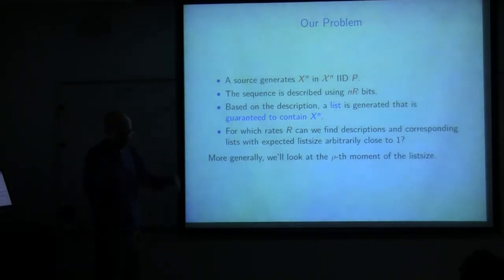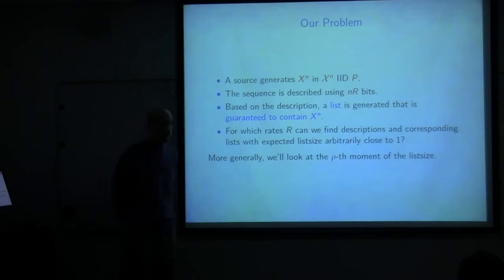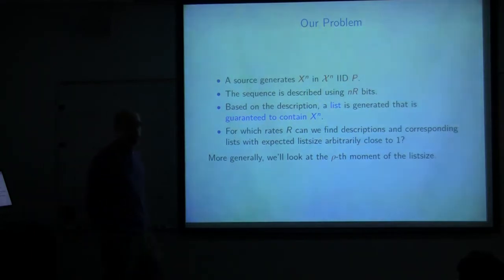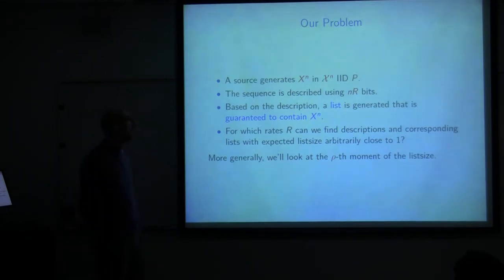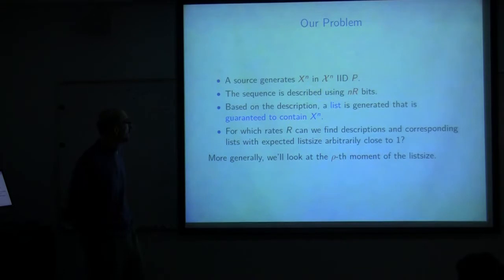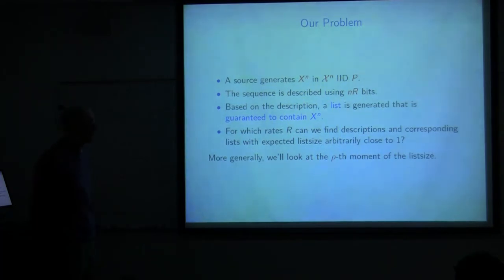So we still take an idealistic mathematical approach. We now assume that a source generates a sequence X^n iid according to some distribution P. We describe the sequence, i.e. the task, using nR bits, so it's a fixed number of bits. And now, based on the description, unlike in the case of data compression, where we try to reproduce the sequence that was generated by the source, here we generate a list, or what I called earlier a subset. And we insist that this list will contain the task that was assigned to us. In other words, the sequence that was generated, i.e. X^n. So the reconstruction now is a subset, if you like.